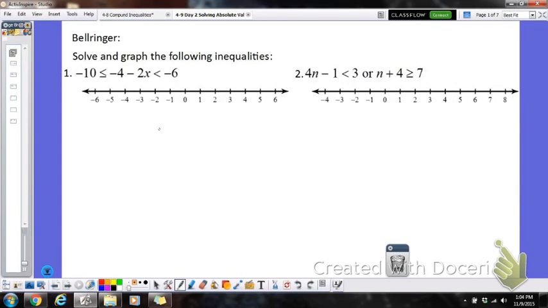Go ahead and start today's lesson by going through these bell ringer problems. You're going to solve and graph the following inequalities. Solve and graph negative 10 is less than or equal to negative 4 minus 2x is less than negative 6. And solve and graph 4n minus 1 is less than 3 or n plus 4 is greater than or equal to 7.